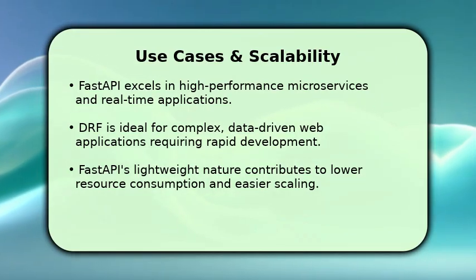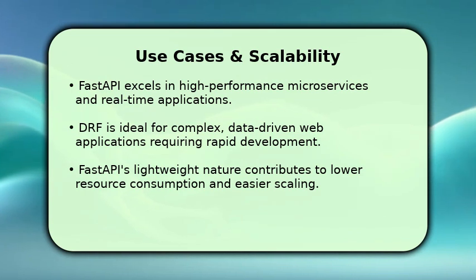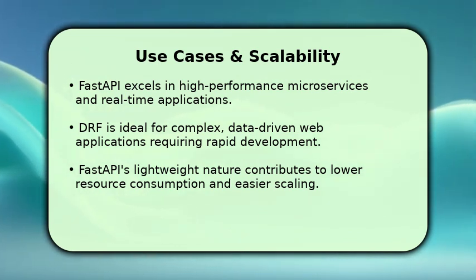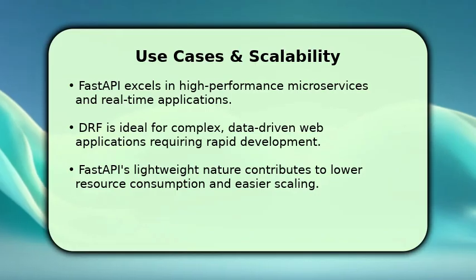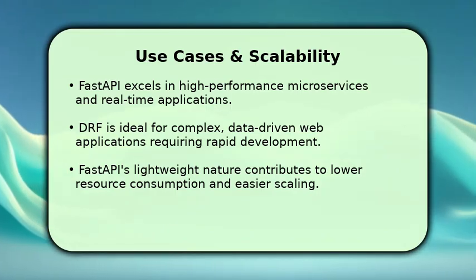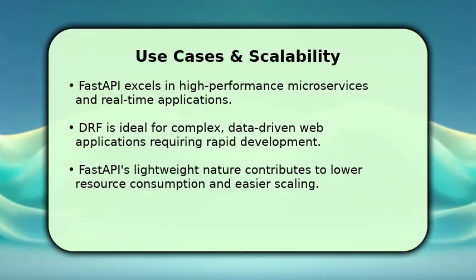When considering use cases, FastAPI is an excellent choice for building high-performance microservices and real-time applications, where speed is paramount. Its lightweight design also contributes to lower resource consumption and easier horizontal scaling. Django REST Framework is perfectly suited for complex, data-driven web applications that require rapid development and a full-stack solution. DRF also benefits from Django's strong security features and a well-established, reliable deployment pipeline.